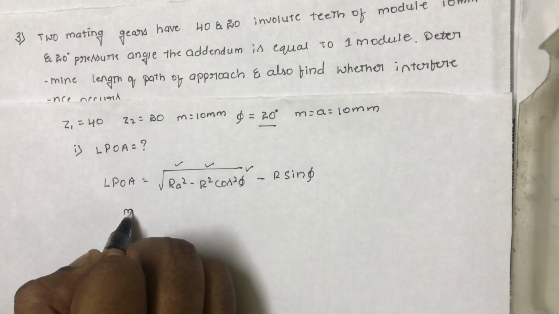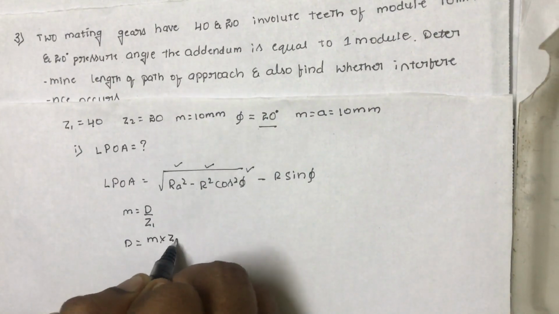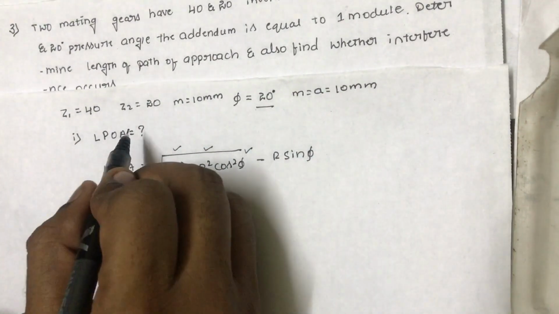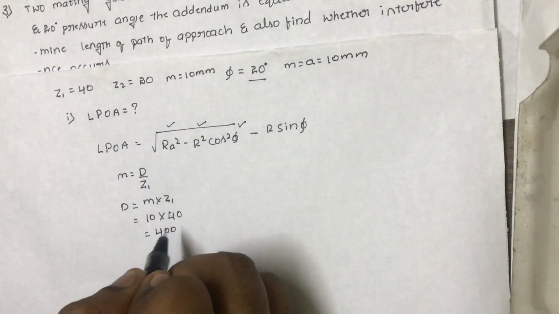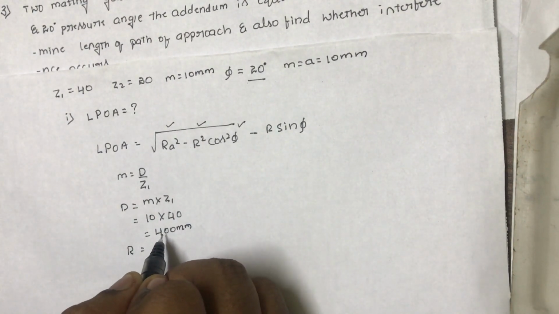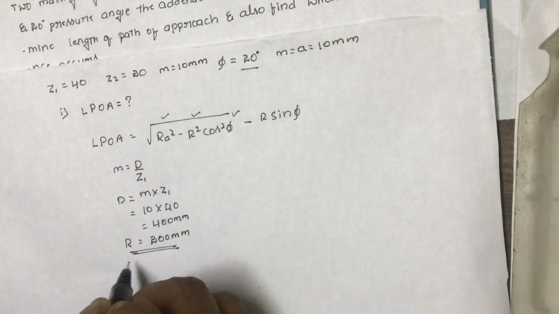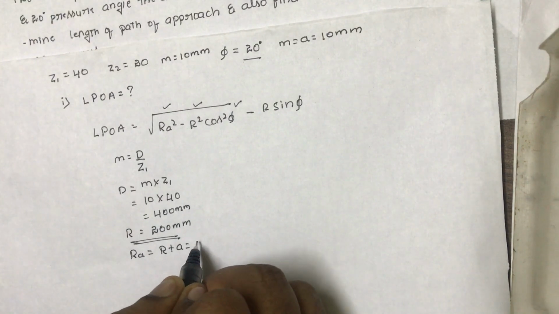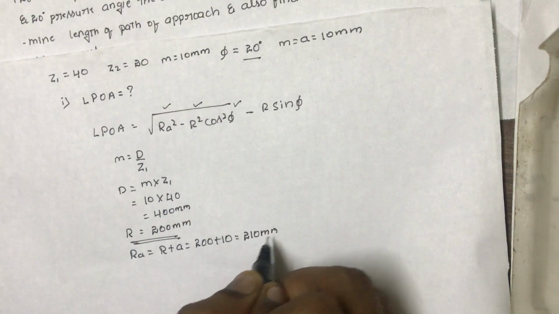So that is M is equal to capital D by Z1. So D is equal to M into Z1. So that is equal to 10 is the module, 10 into 40. You'll get 400 millimeter. Next, if you want capital R, divide this value by 2, so that you'll get 200 mm is capital R. If you want RA, capital R plus A, that is equal to 200 plus 10 is the addendum, you will get 210 mm.